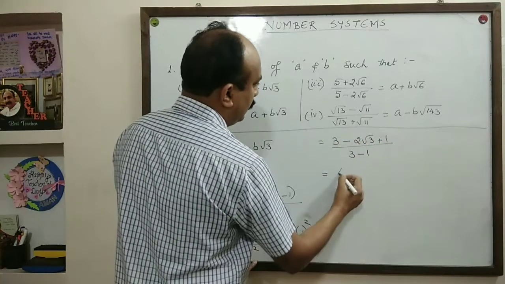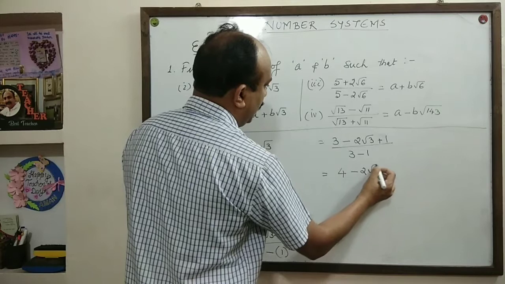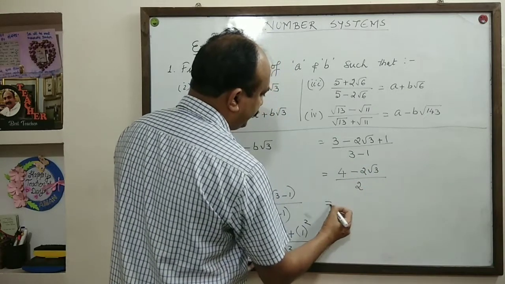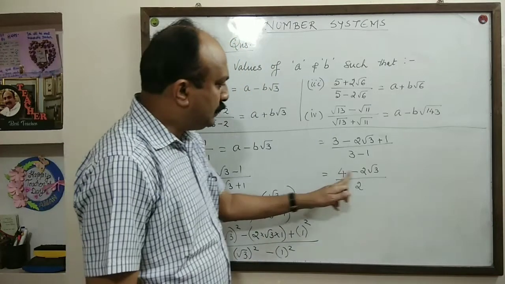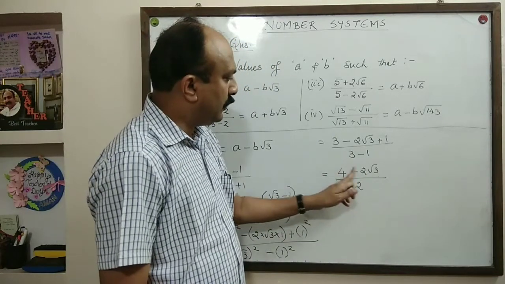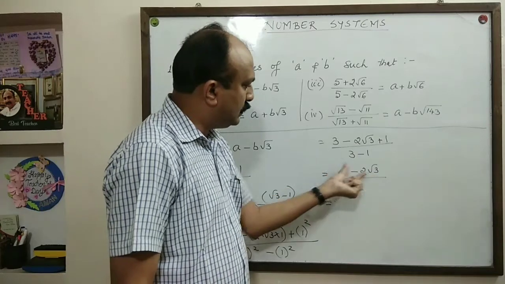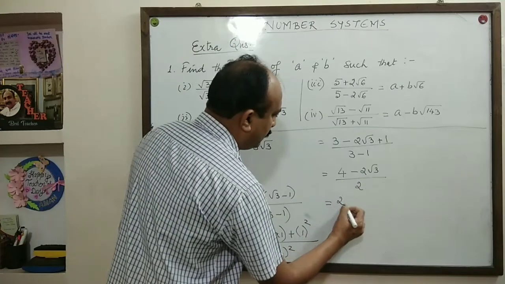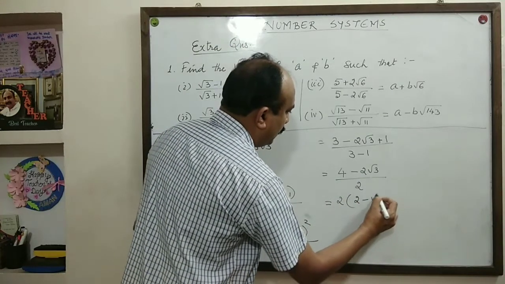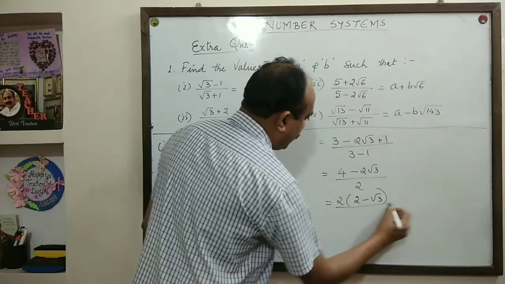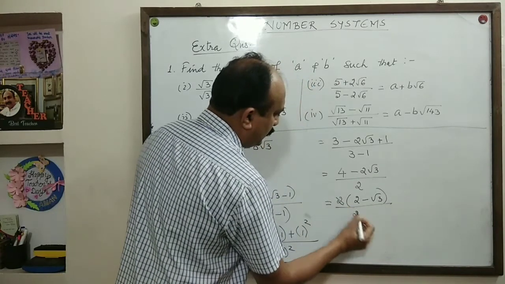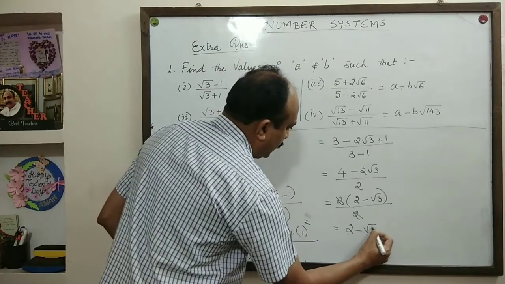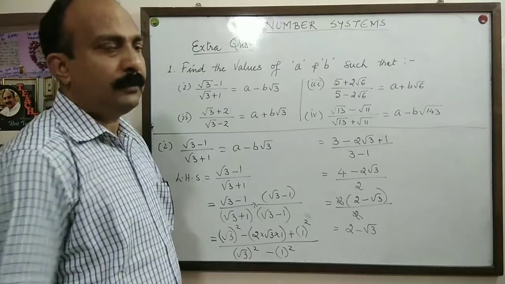3 plus 1, 4. 4 minus 2 root 3 upon 3 minus 1, 2. Now, there is 2 common everywhere. 4 minus 2 root 3, there is 2 and 2 common. Taking this 2 common, it will become 2 into 2 minus root 3 upon 2. This 2 and 2 got cancelled and the answer is 2 minus root 3. This is the simplest form of LHS.